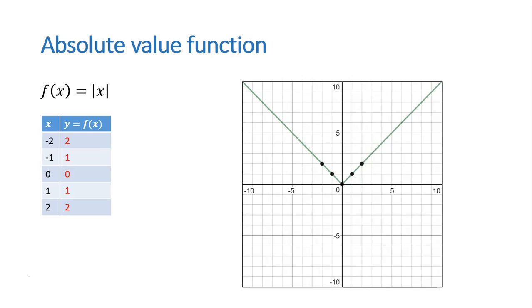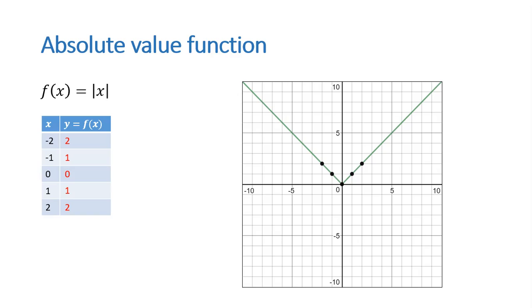If we graph this function, it actually looks like a V. So it's the identity function, but the left-hand portion of the graph that would be below the x-axis is actually flipped up to the positive side so that all of our y values are positive. So it's closely related to the identity function.